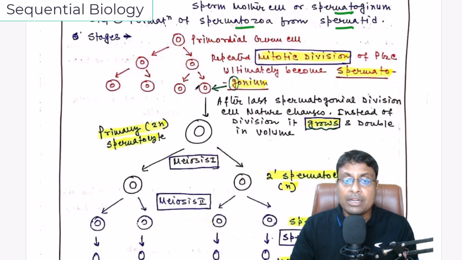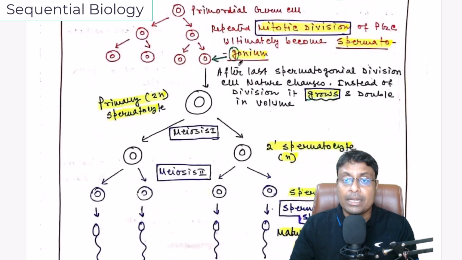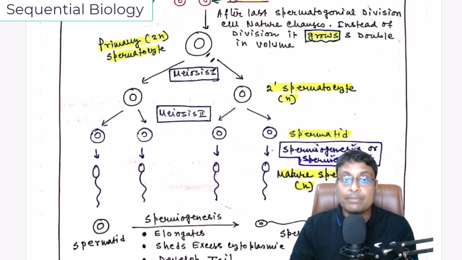There is a different spermatogonium cell, but the last spermatogonial cell's nature will change, and instead of division it grows. The spermatogonial cell undergoes growth, and here you can see the G. G means growth. That means the cell grows to form the primary spermatocyte. Then the growth of the spermatogonium cell causes the development of the primary spermatocyte, and this primary spermatocyte undergoes meiosis 1.